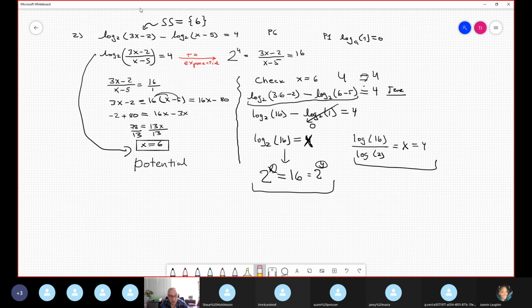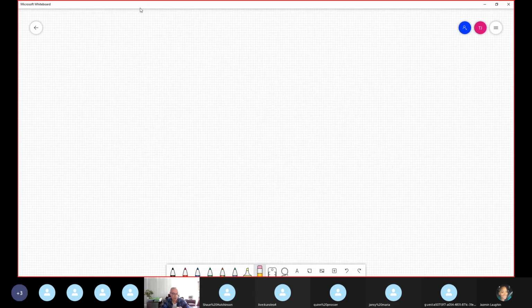Okay, ready? Let me go one more. Example 3 is logarithm base 14 of x plus 5 equals 1 minus logarithm base 14 of x. Wow, I don't care about the base. The base is not important.